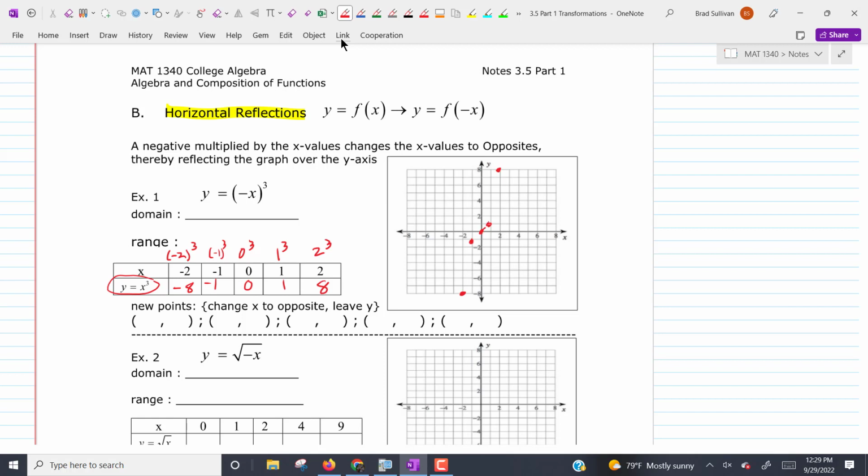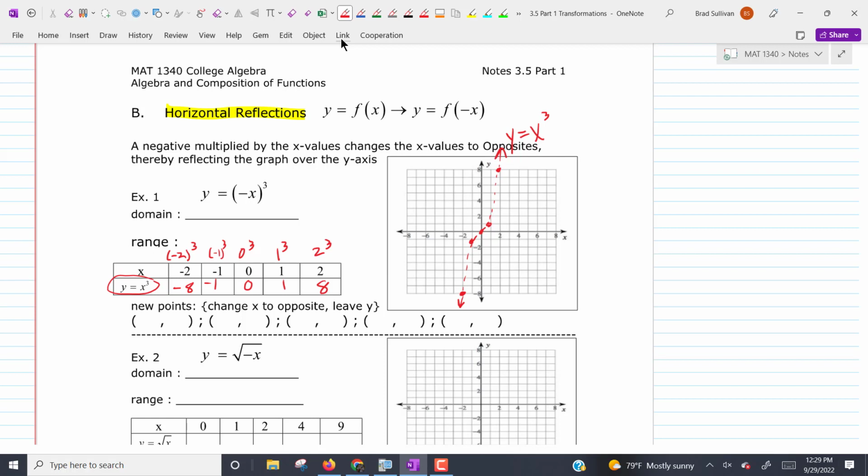Okay, you can use a dashed line. You don't have to use a dashed line. I just kind of do that to represent that that's the original function. And I like to label that y equals x to the third. Okay, that's what a cubic function looks like.